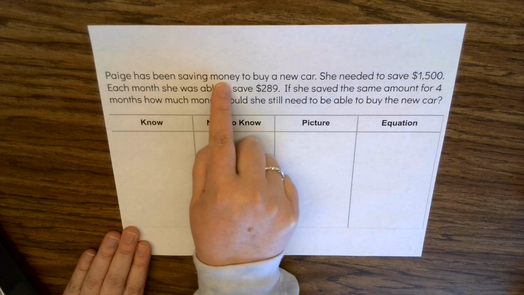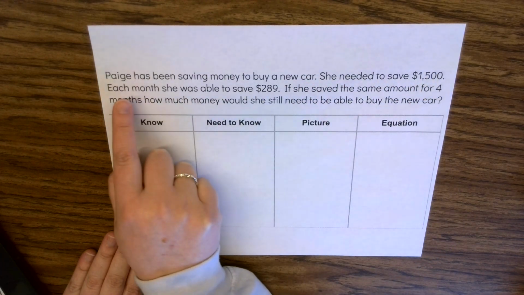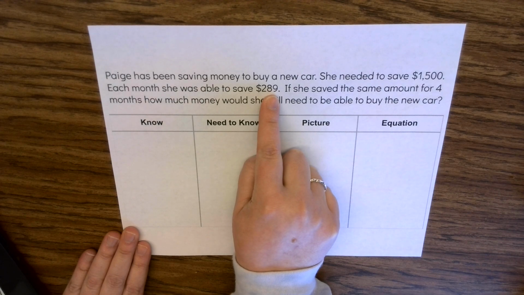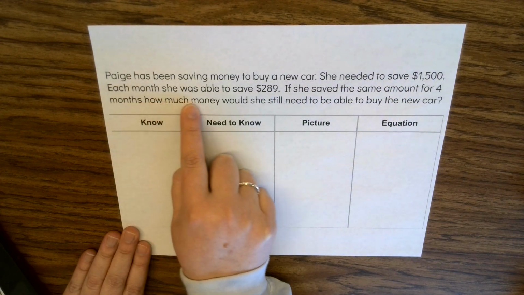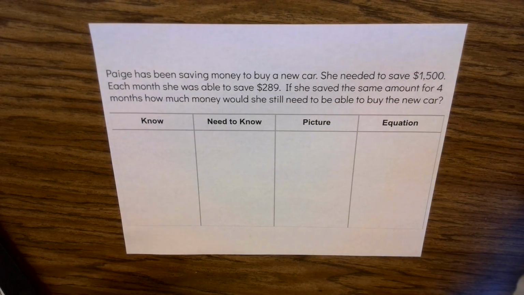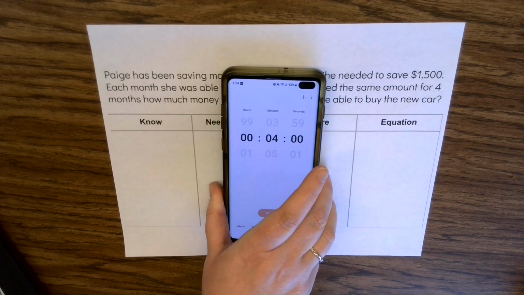I'm going to read that again. Paige has been saving money to buy a new car. She needed to save $1,500. Each month, she was able to save $289. If she saved the same amount for 4 months, how much money would she still need to be able to buy the new car? So I'm now going to give you 4 minutes to go ahead and solve that one on your own on your whiteboard. Go.